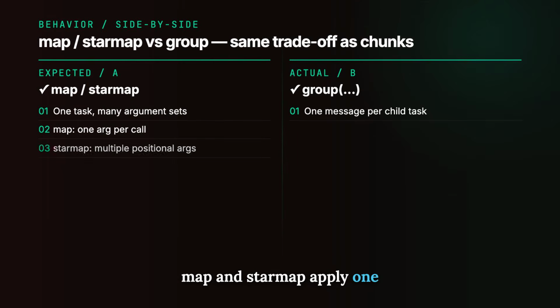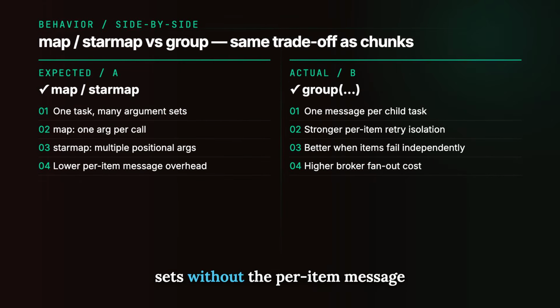Map and starmap apply one task across many argument sets without the per-item message overhead of group. Map takes one argument per call. Starmap unpacks multiple positional arguments. The trade-off is the same as chunks, no per-item retry isolation.